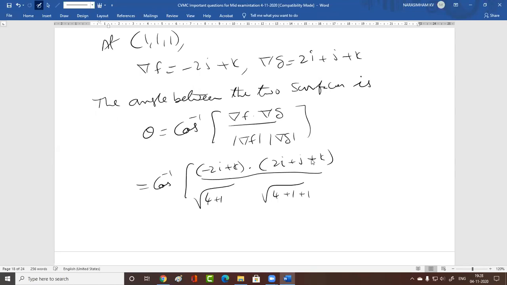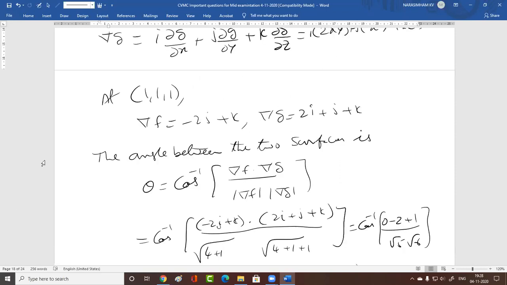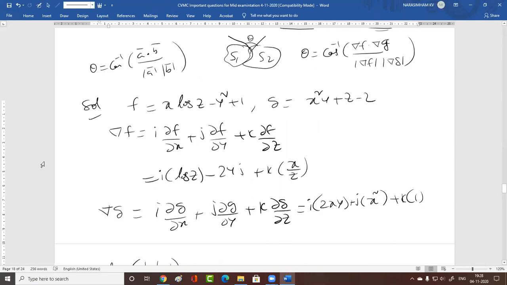Now after simplifying, cos inverse of: the i coefficient, here there is no i coefficient, so the first term is 0. Second, the j coefficient, minus 2. The k coefficient is 1. Divided by root 5 times root 6. Okay, finally theta equals cos inverse of minus 1 by root 30. Whatever it may be, just calculate and verify the calculation. This is also a very simple question. First question is also completed.